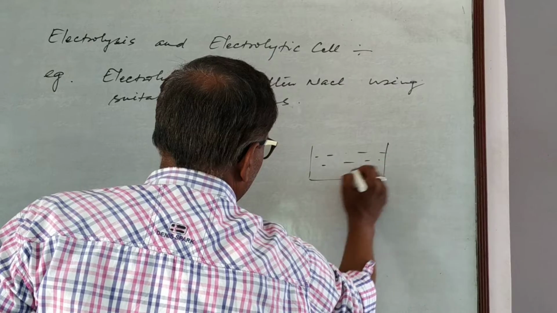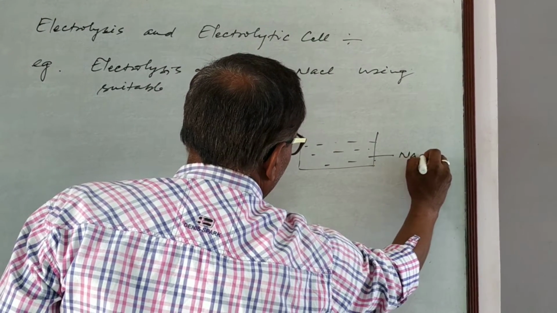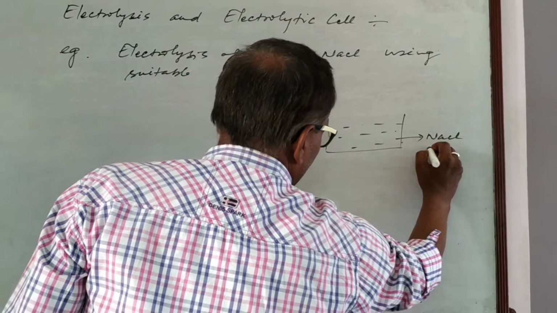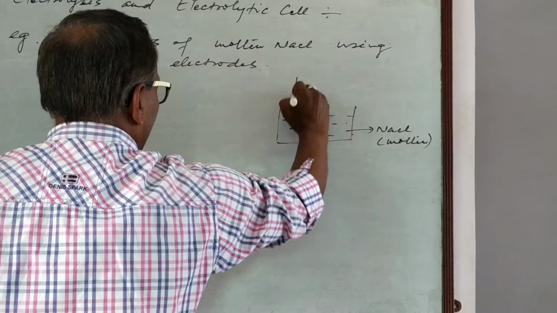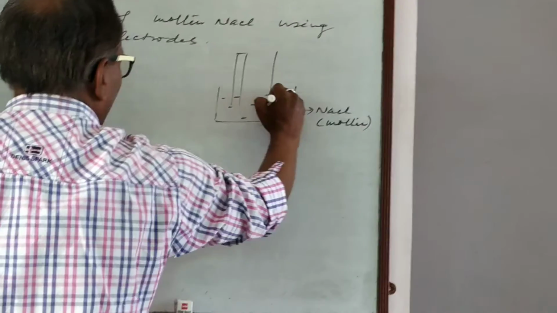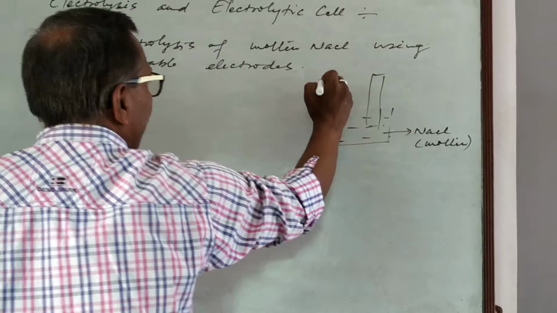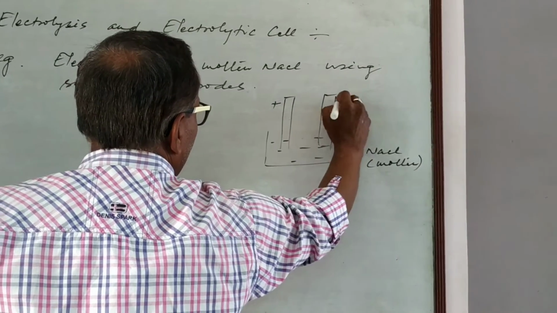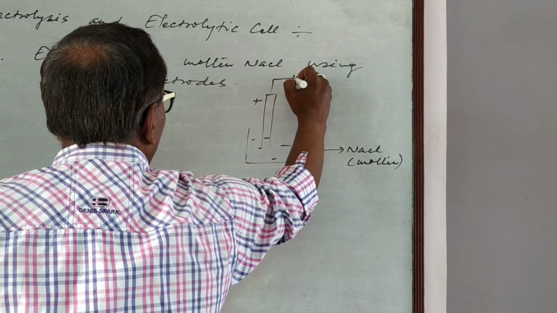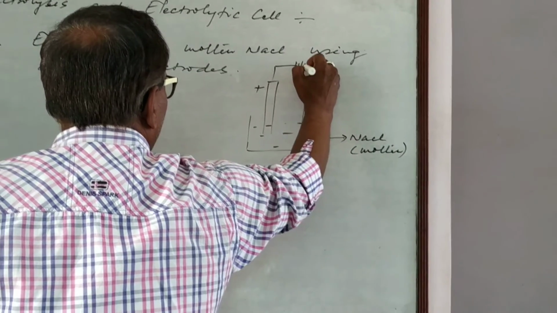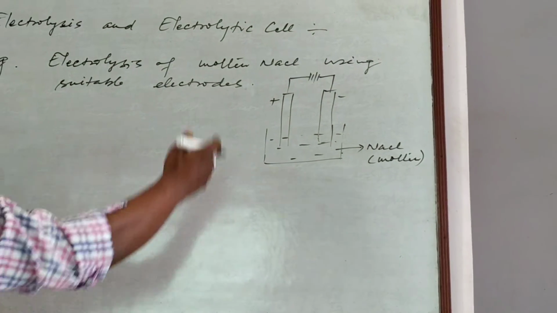This is a vessel containing molten NaCl and two electrodes, one anode and one cathode. Here is the anode, here is the cathode, joined with a battery or cell.